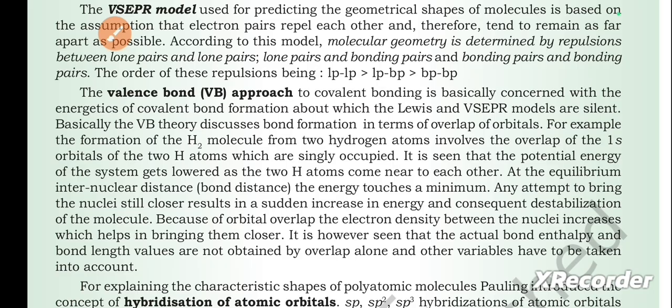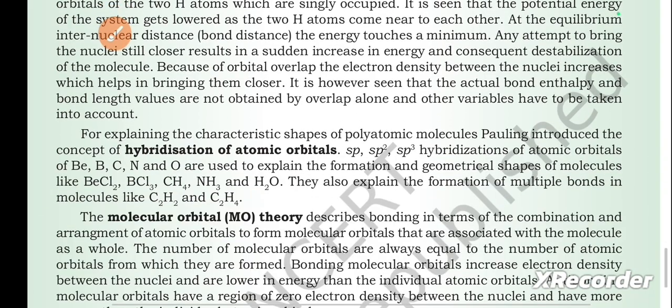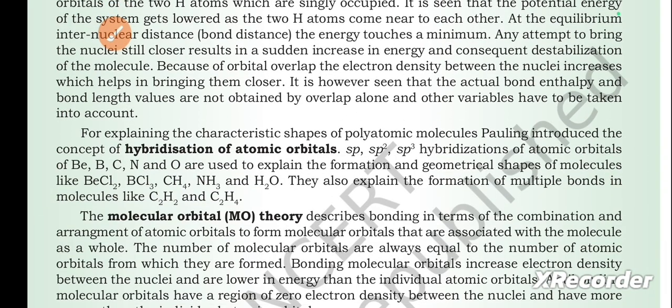It is seen that the potential energy of the system gets lowered as the two H atoms come near to each other. At the equilibrium internuclear distance, the bond distance, the energy touches a minimum. Any attempt to bring the nuclei still closer results in a sudden increase in energy and consequent destabilization of the molecule. Because of orbital overlap, the electron density between the nuclei increases, which helps in bringing them closer. It is, however, seen that the actual bond enthalpy and bond length values are not obtained by overlap alone, and other variables have to be taken into account.